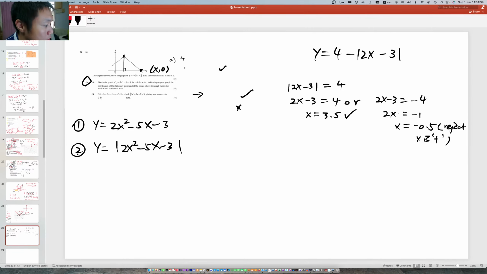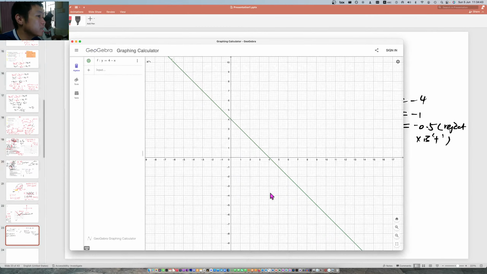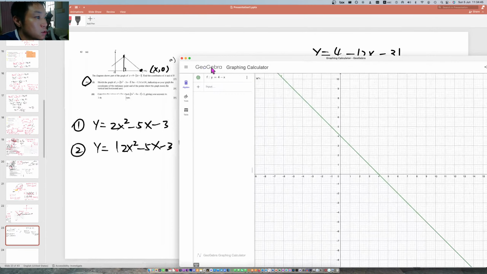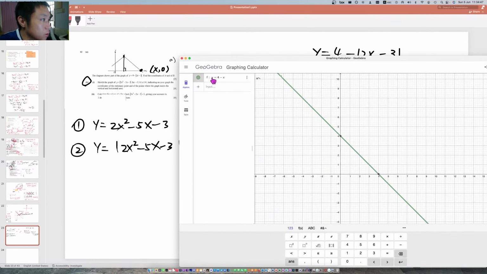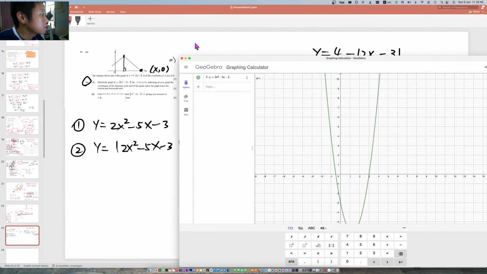Okay, so I don't want to teach you how to sketch the quadratic because this is the beginning chapter. So I quickly use GeoGebra to help me out. 2x square minus 5x minus 2. Okay, is this.